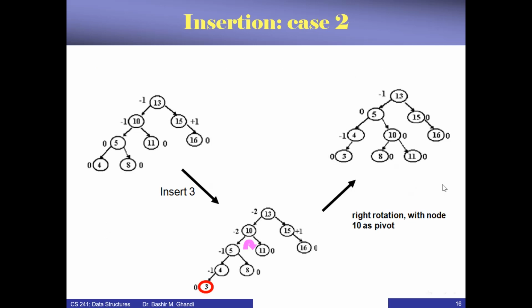Okay, case number 2. Suppose you insert 3 in this AVL tree. You insert 3. So 3 is less than 13, less than 10, less than 5, less than 4. So it's going to go all the way to the left.